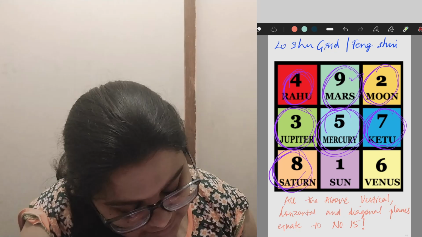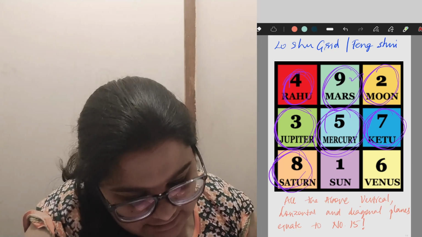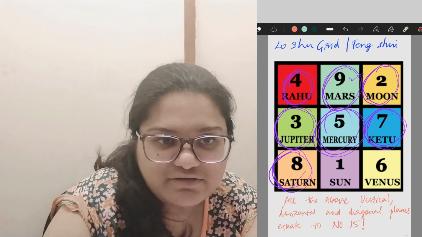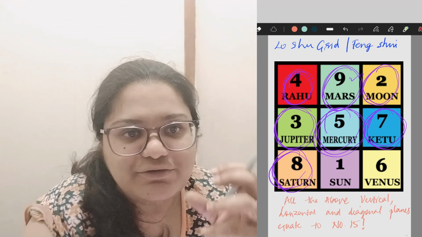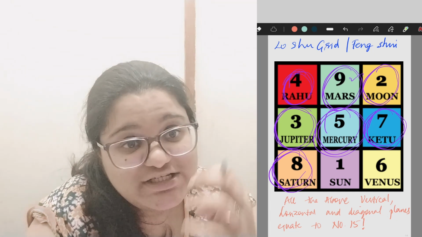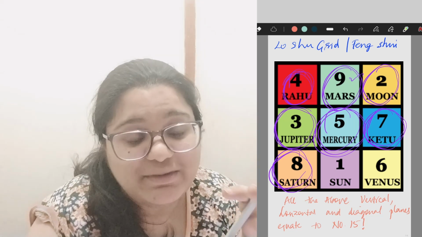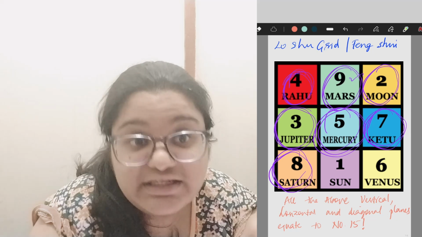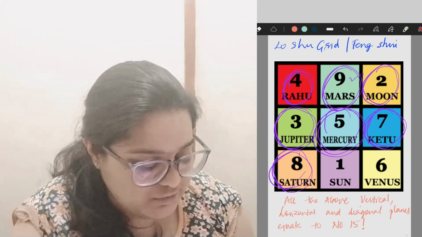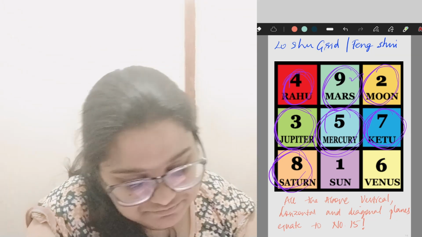The next number that we have is 8. The 8 represents the planet Saturn. Saturn completely deals with money. When you talk about money, this can be financial gains or financial losses, profits, anything at all related to money, materialistic things, materialistic purchases. All of this will come under number 8.